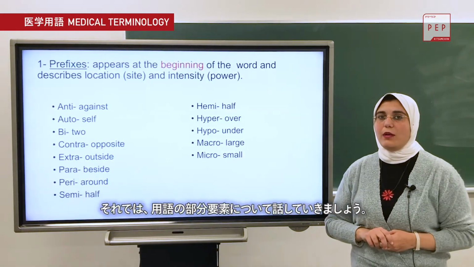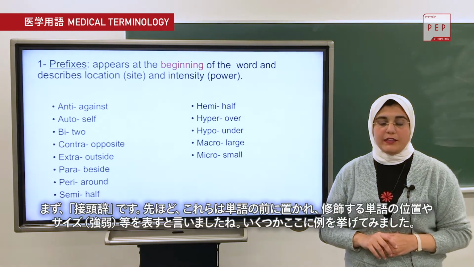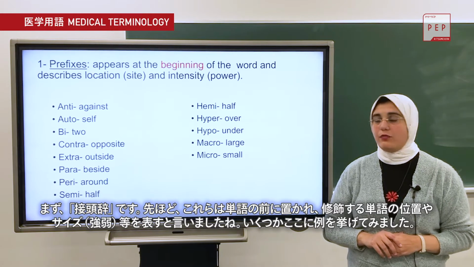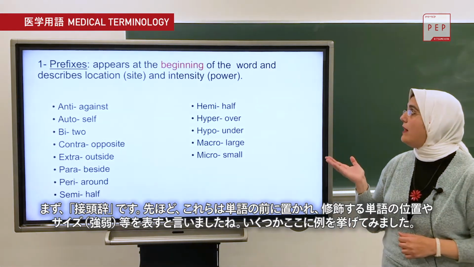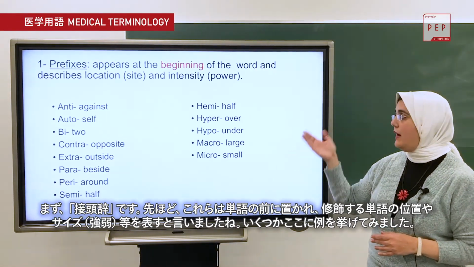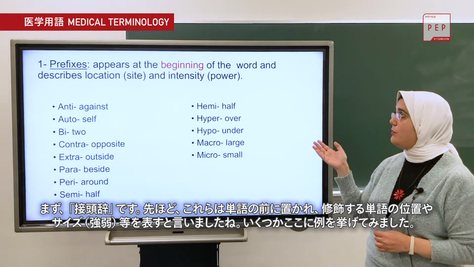So, let's talk about each part of the terminology. The first one is the prefixes. We said the prefixes appear at the beginning of the word and usually they describe a location or intensity. We have many examples. I just wrote here a sample summary of examples of prefixes.